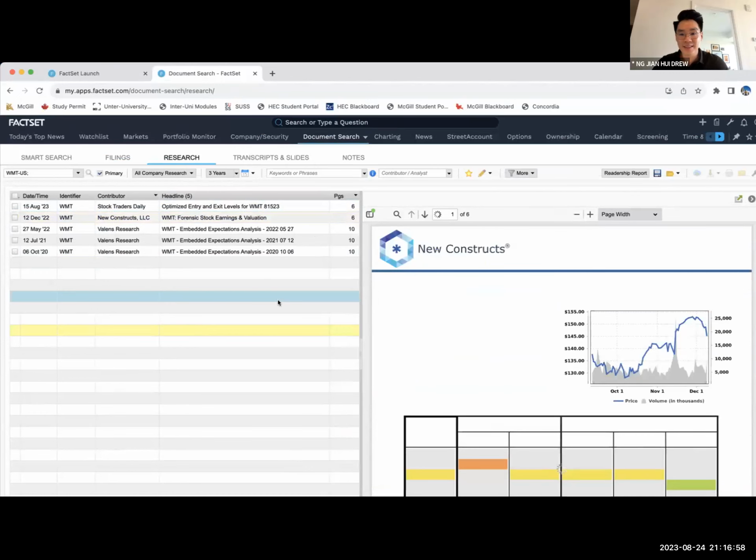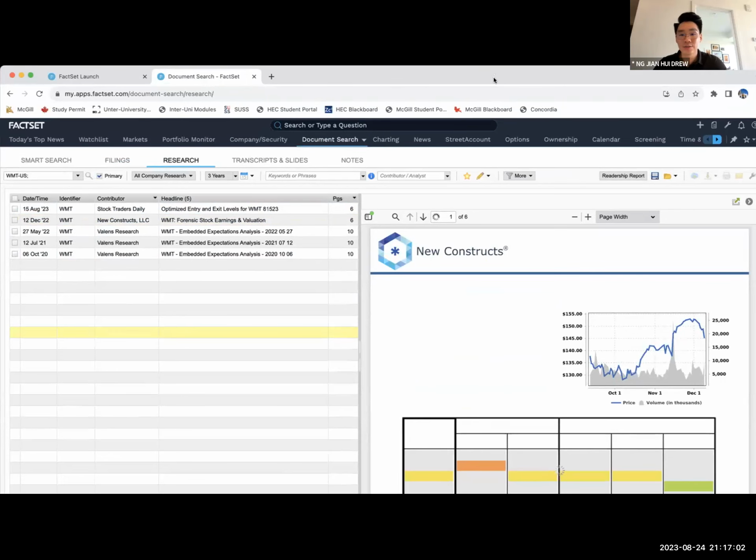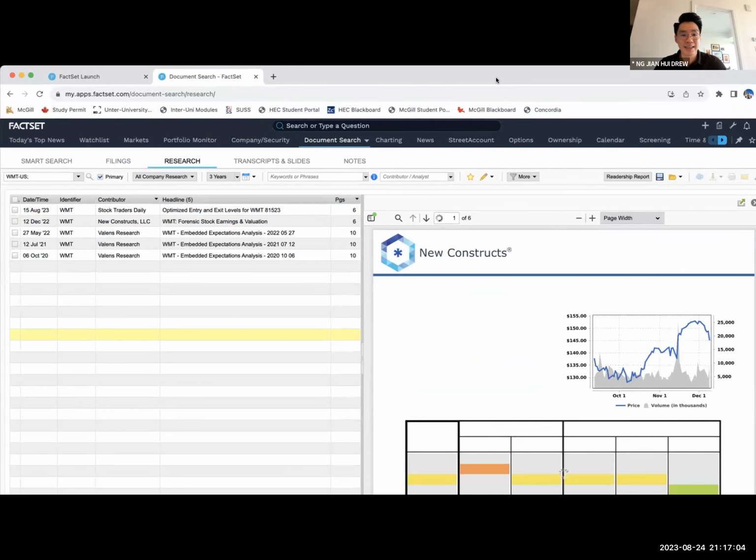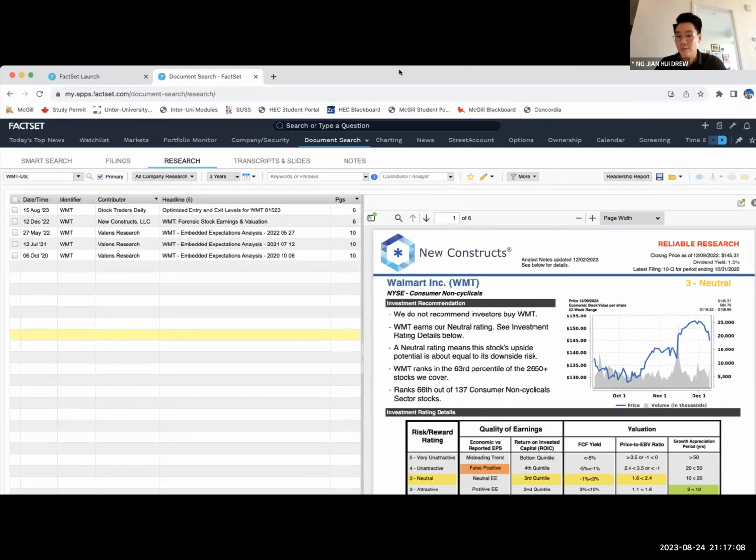Any questions on FactSet before we jump back into time value of money? Again, I'll say try to get someone with some FactSet experience, or if you don't, I think it's not a very difficult website or platform to use. So it's consumable, non-cyclical. They even categorize it for you. So whatever we talk about.